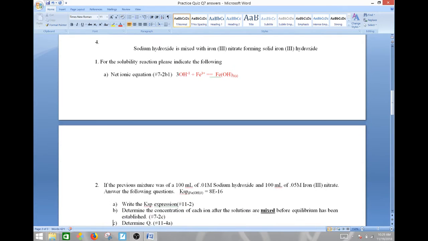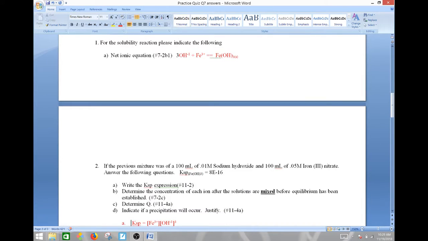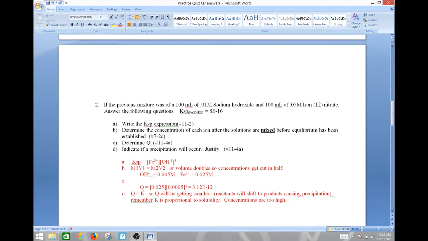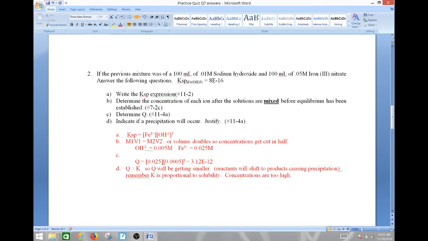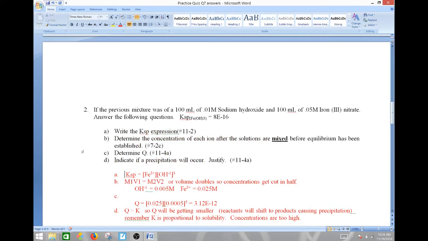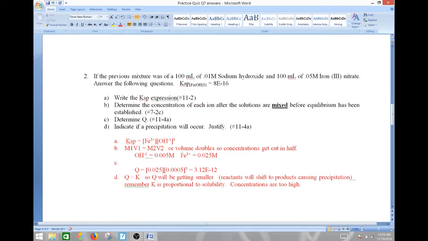If the previous reaction mixture was 100 milliliters of 0.1 and 100 milliliters of 0.05 iron 3 nitrate, answer the following questions. Write the KSP expression. That's located right here. I did that right here. Cubed here. Concentrations of each.